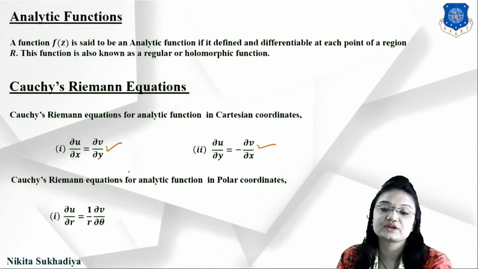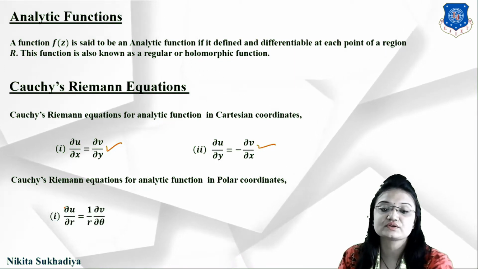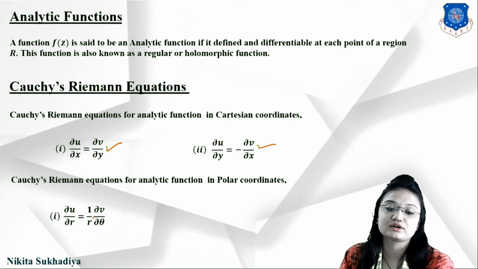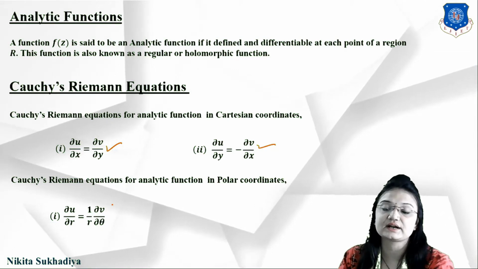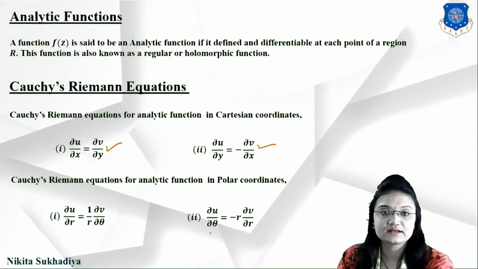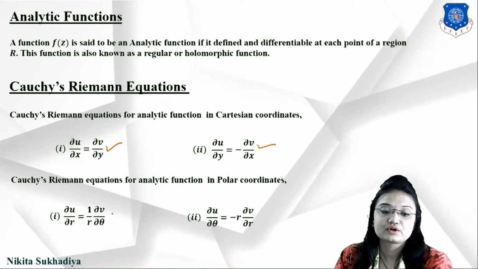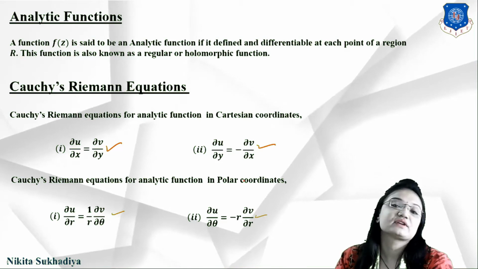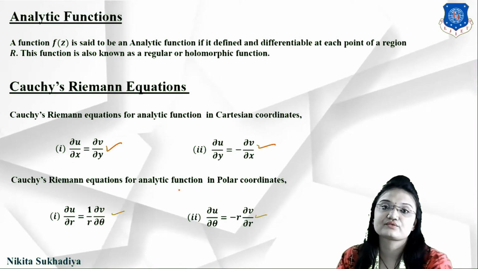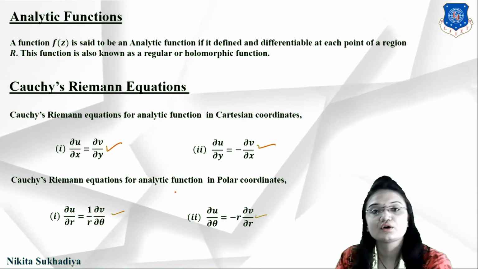There are also two conditions in polar coordinates. First one is del u by del r is equal to 1 upon r del v by del theta, and second is del u by del theta is equal to minus r del v by del r. If both are proved, then we can say that our function f of z is an analytic function.